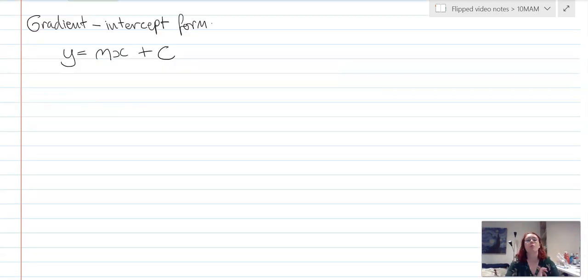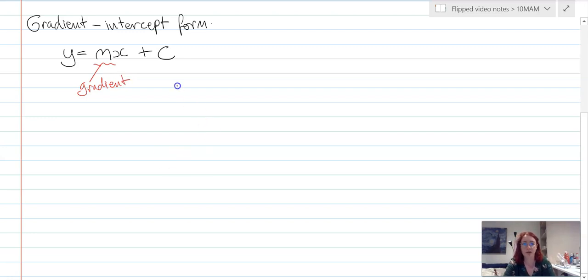The most common form of a linear equation is something called gradient intercept form. So that's exactly what it sounds like, that we've got y equals, so y and x are just saying that it's a relationship between our y-axis and our x-axis on our Cartesian plane. So y and x aren't actually going to be numbers most of the time. They're literally going to be y and x. M is representing our gradient.